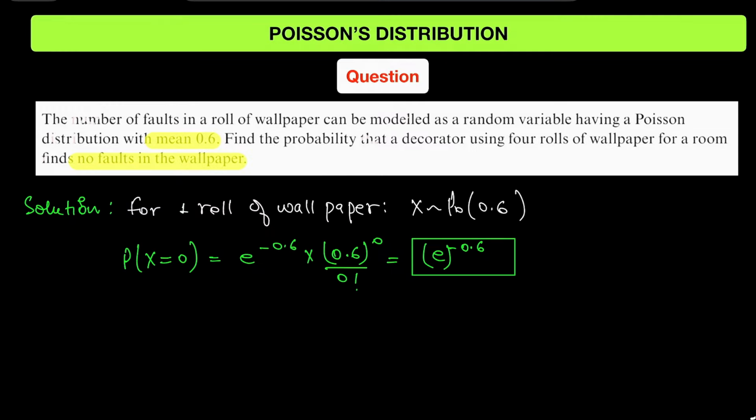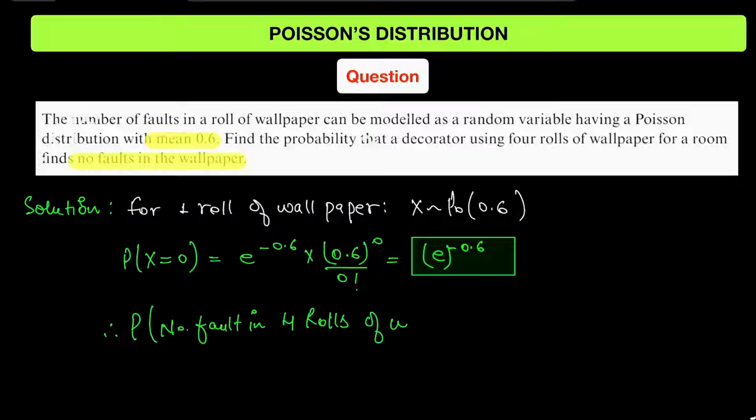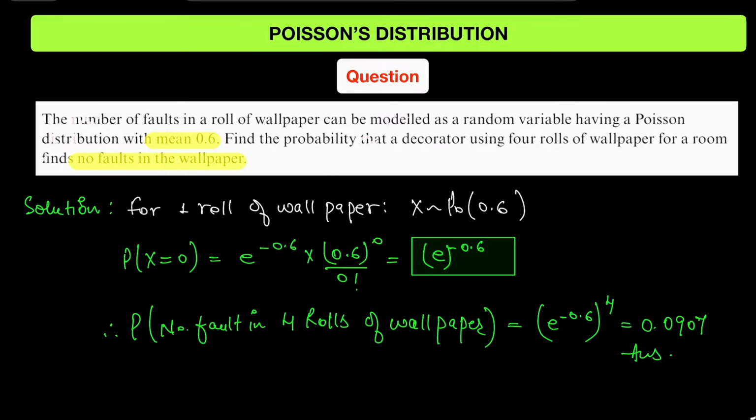Now since the decorator is using 4 rolls, the probability of no fault in 4 rolls of wallpaper becomes equal to e raised to the power minus 0.6, all raised to the power 4, and this gives you the final answer as 0.0907. This is the answer for the given question. Quickly note these solutions so that we can move on to the next part of the question.